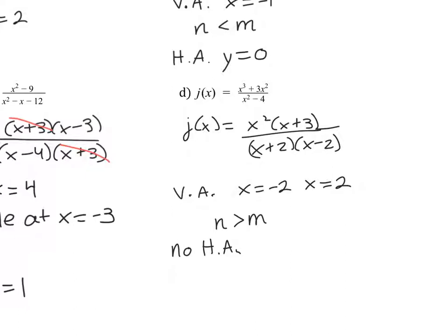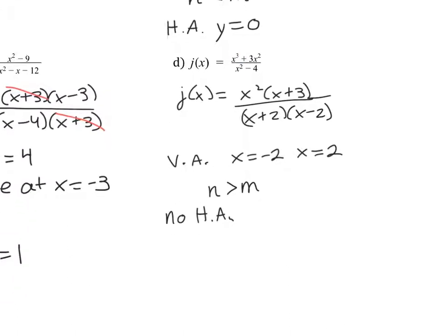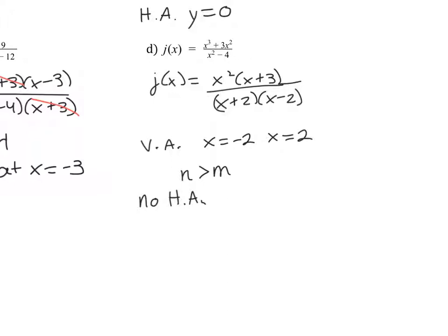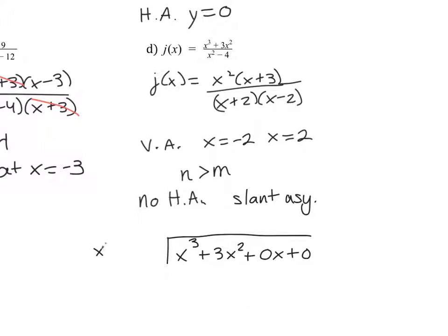However, this falls into that really specific case where the degree on the top is exactly 1 more than the degree on the bottom. So that means I am going to have a slant asymptote. So here's how you find the slant asymptote. You're just simply going to do some long division. So I'm going to do my numerator, x cubed plus 3x squared, and we can add some placeholders, divided by my denominator, so x squared, and I'm going to add a placeholder here as well.